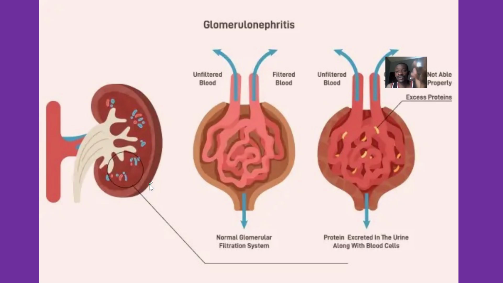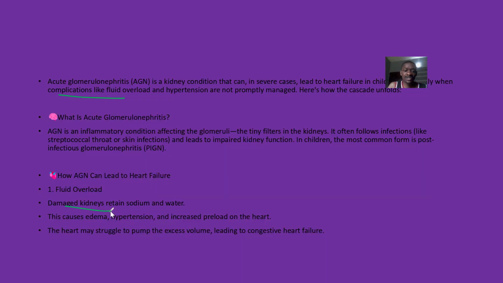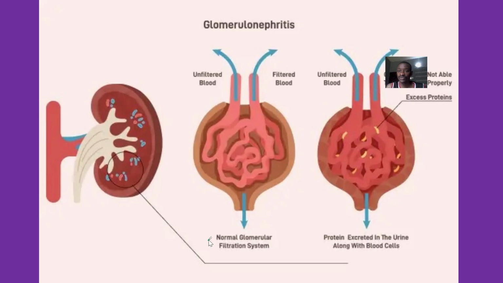So for glomerulonephritis, damaged kidney makes it that fluid is not being taken out of the body as it should. So you have a backlog of sodium, you have a backlog of water. So this causes edema, hypertension, increased preload on the heart. So the heart may struggle to pump the excess volume. Do you understand? Like the heart has too much fluid to deal with. Alright? So this could actually lead to what? Congestive heart failure. The heart is clogged up with too much volume of fluids.